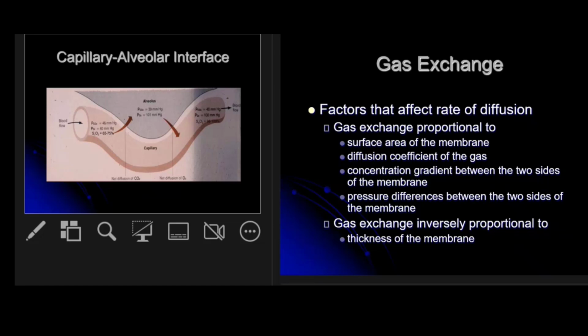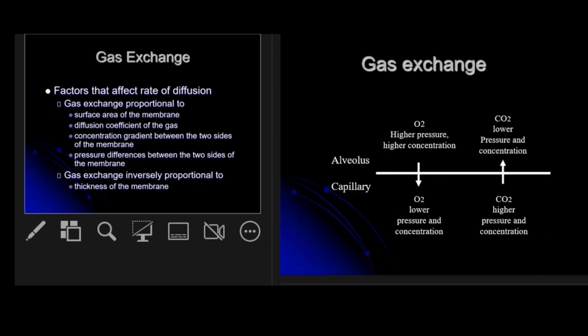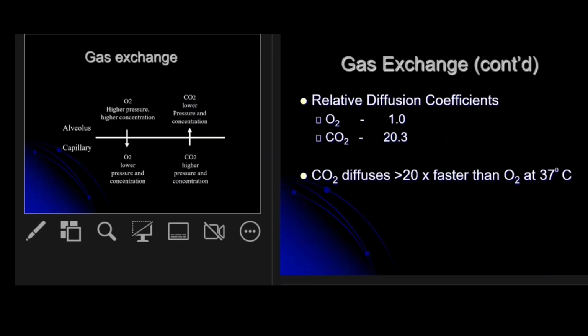The gas exchange is also inversely proportional to the thickness of the membrane, or the distance between the two areas, like we talked about. So the factors that affect the gas exchange and the rate of diffusion we've talked about, and then the gas exchange itself. So you've got oxygen that moves from an area of high concentration to an area of low concentration. You've got carbon dioxide that moves from an area of low concentration to an area of high concentration. And this is what drives the gas across.